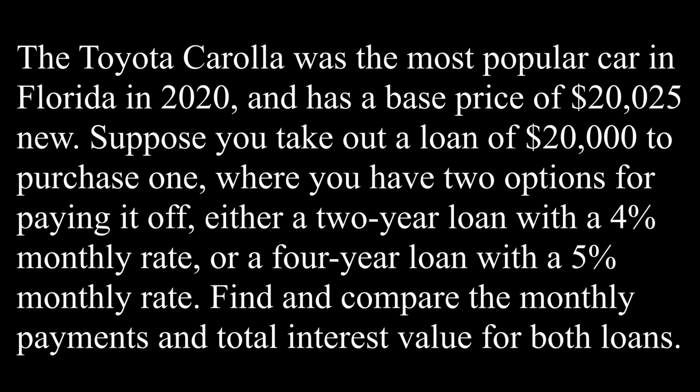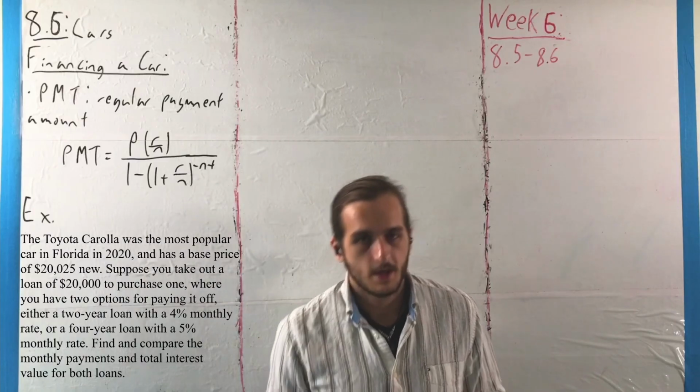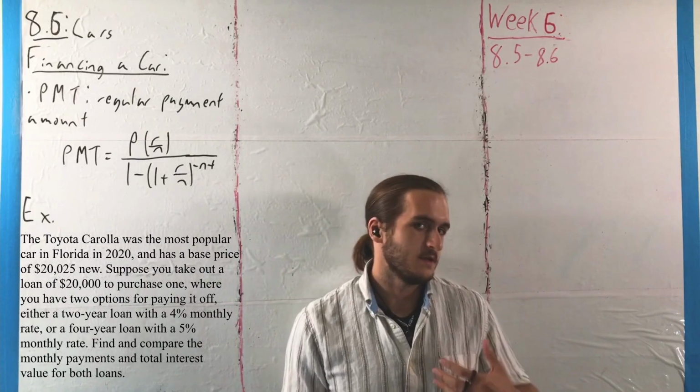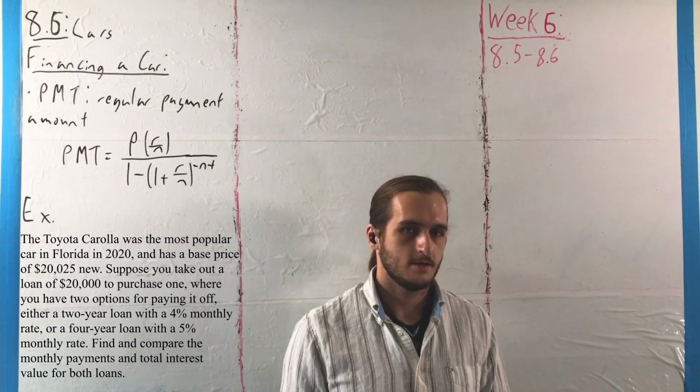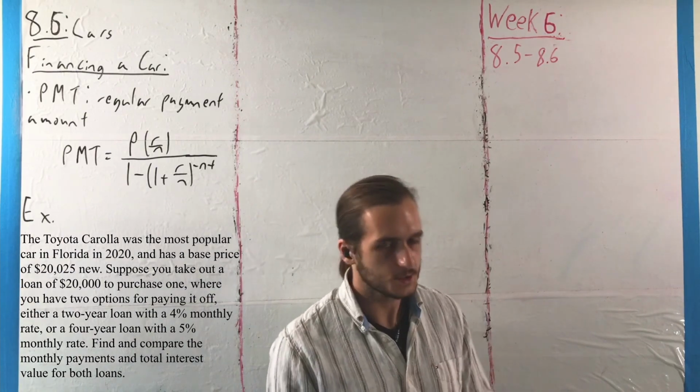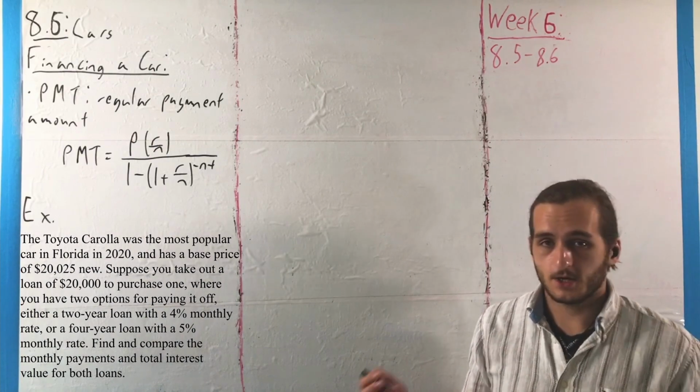And what we want to do is find and compare the monthly payments and total interest value for these two loans. The formulas are a little bit nasty, so I'm not going to write them out. I'm going to let my handy image editing skills do most of the work there. But we need to get our PMT values.